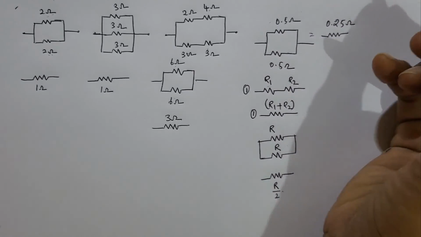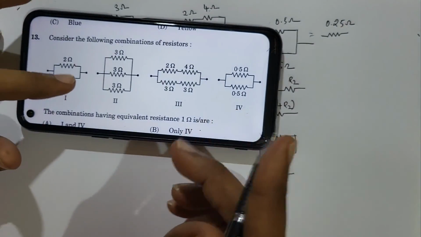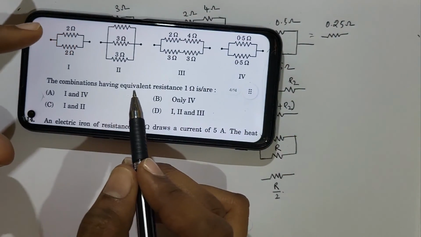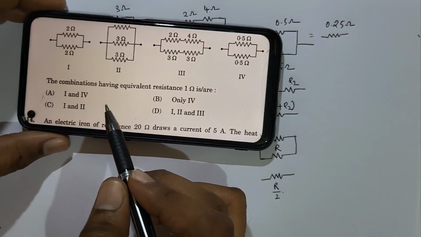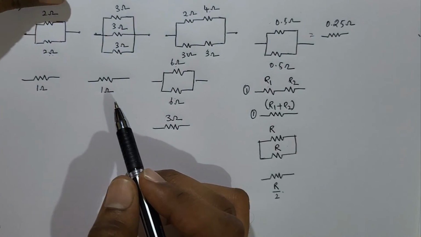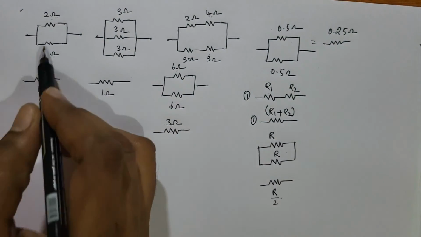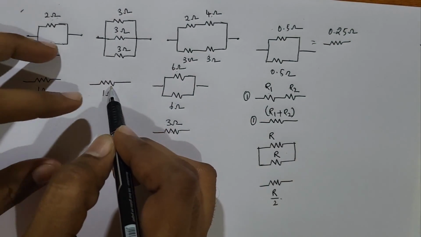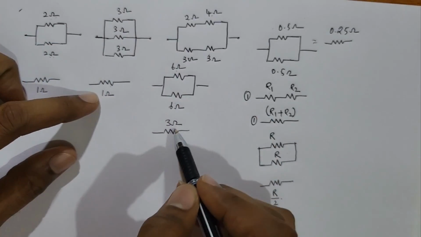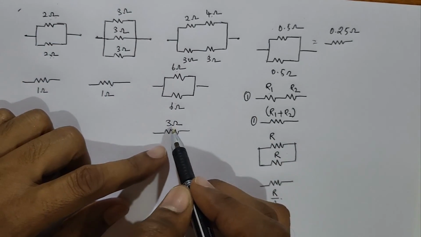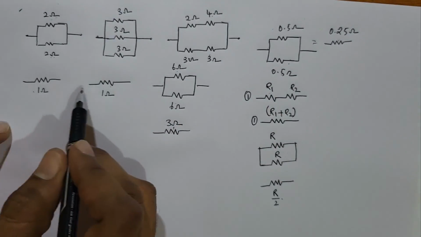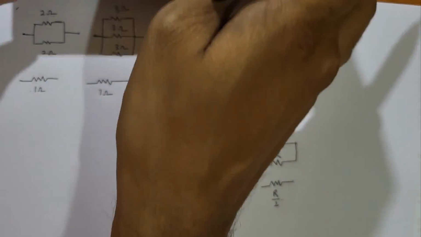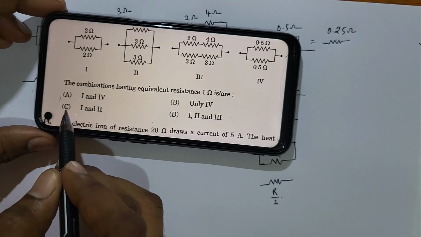So now when we take the question back again, what is the question here? The combinations having equivalent resistance as 1 ohm. See how many combinations have 1 ohm as equivalent resistance. First one has 1 ohm, second one also has 1 ohm, third one has 3 ohm, and fourth one has 0.25 ohm. So first and second have equivalent resistance as 1 ohm. So the answer is going to be option C.